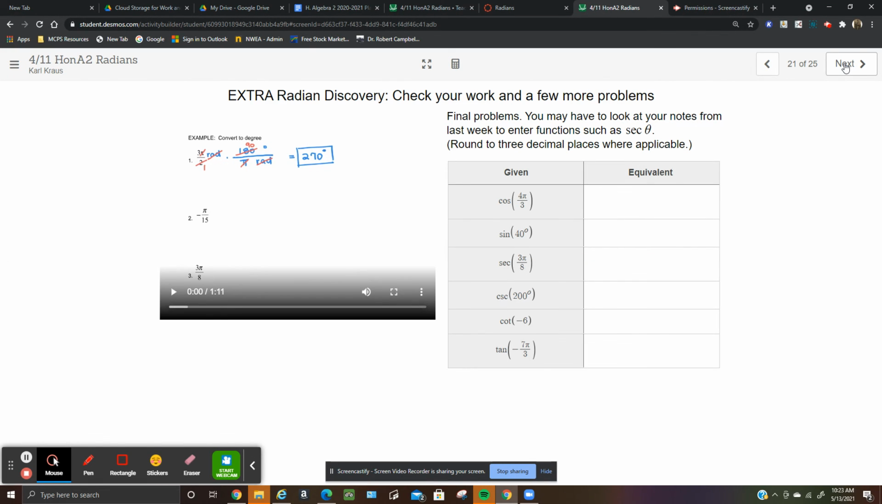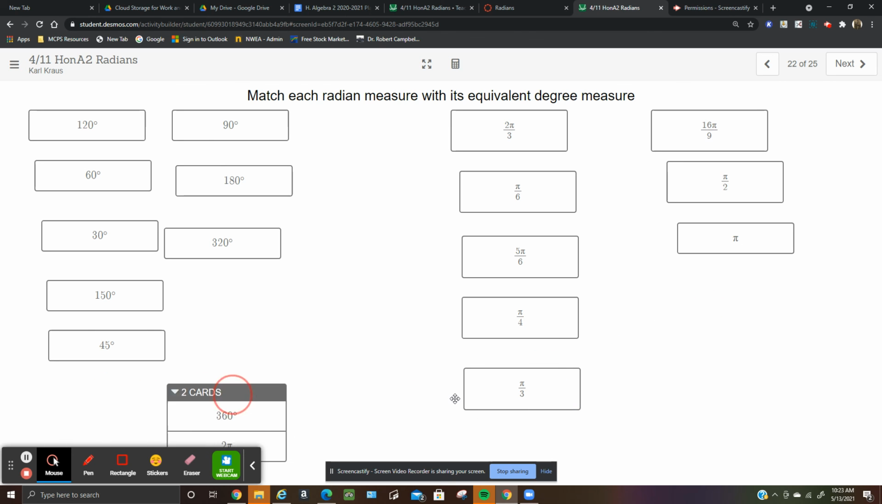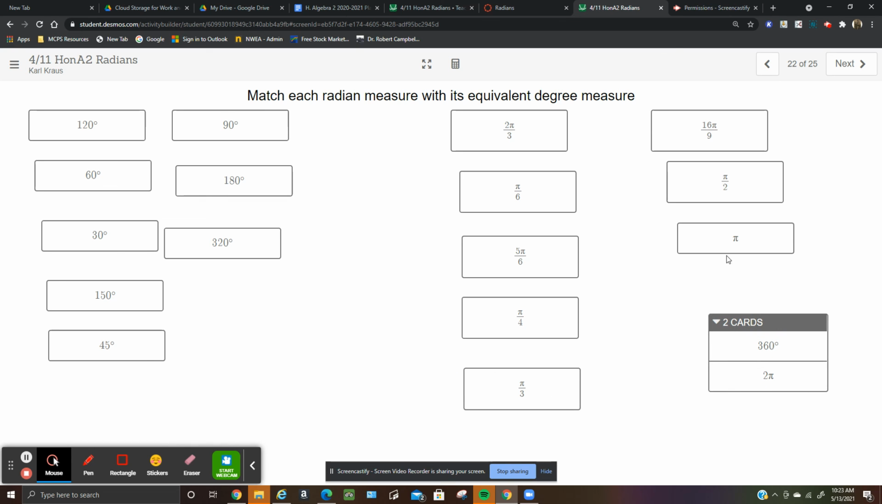21, I'm going to skip that. And then 22. In class, it was hard to illustrate this because my monitor is so small. It's a larger monitor here. So maybe we should start with the ones we know off the bat. So 2 pi radians is 360. So we're going to do that right there. And then pi radians is 180. So I'll do that one next.